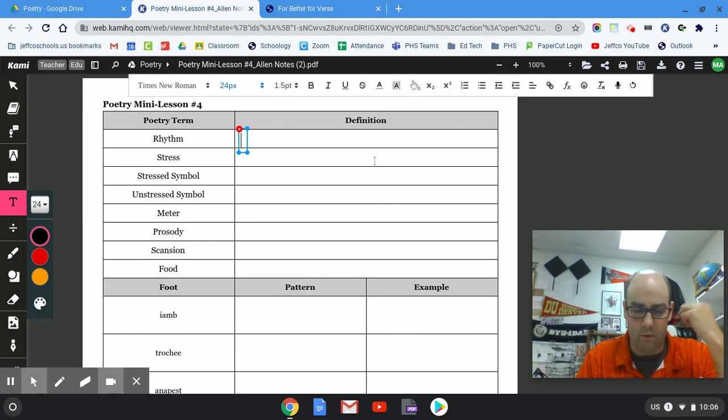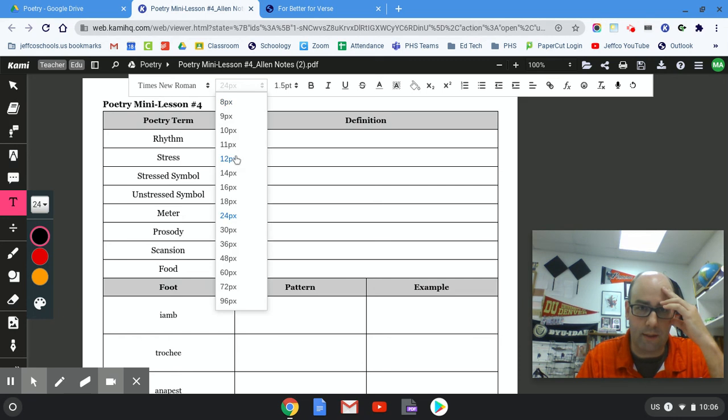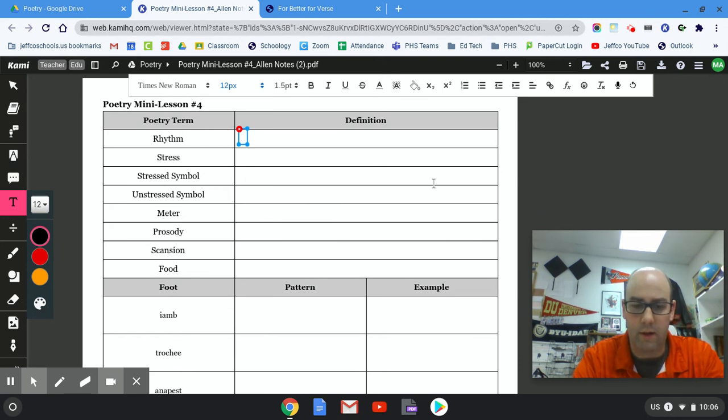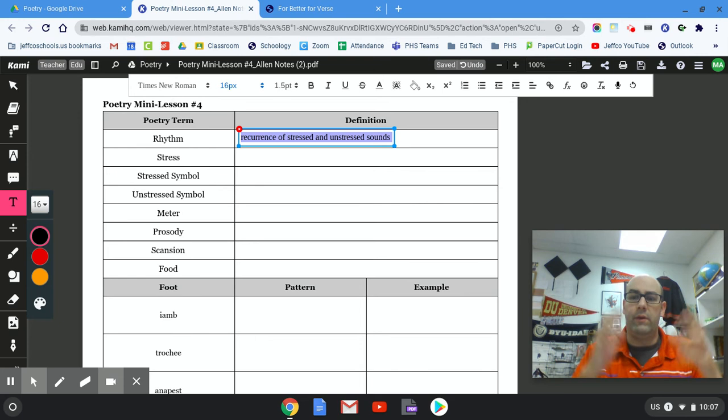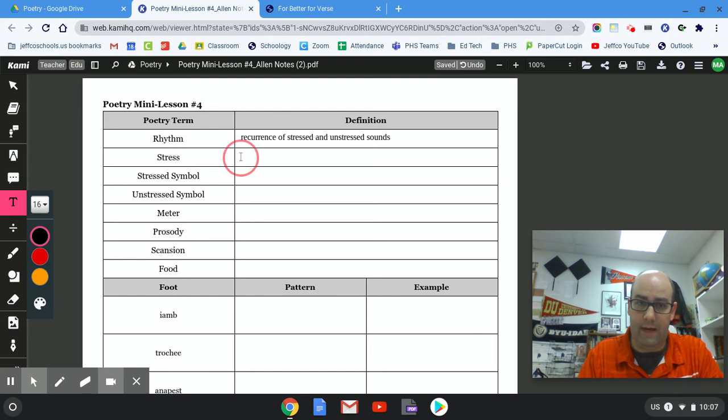So rhythm in poetry, I'm going to change the font size so that it's smaller. Rhythm is the recurrence, man, and I spelled it wrong. There we go. Starting off real good. Recurrence of stressed and unstressed sounds. And maybe we could even make that a little bigger. Let's go to like 16. There we go. So when we're talking about rhythm, it's the recurrence of stressed and unstressed sounds in a line of poetry. So then the question is, what's a stress, right?